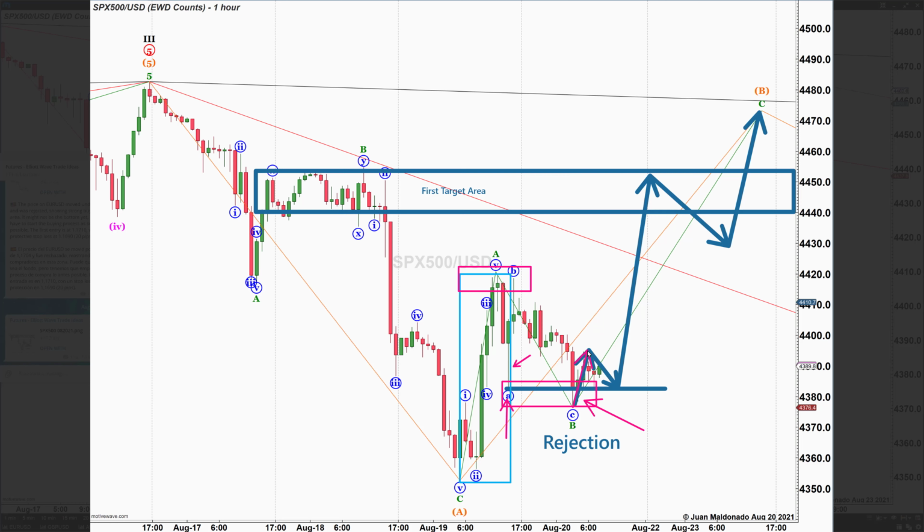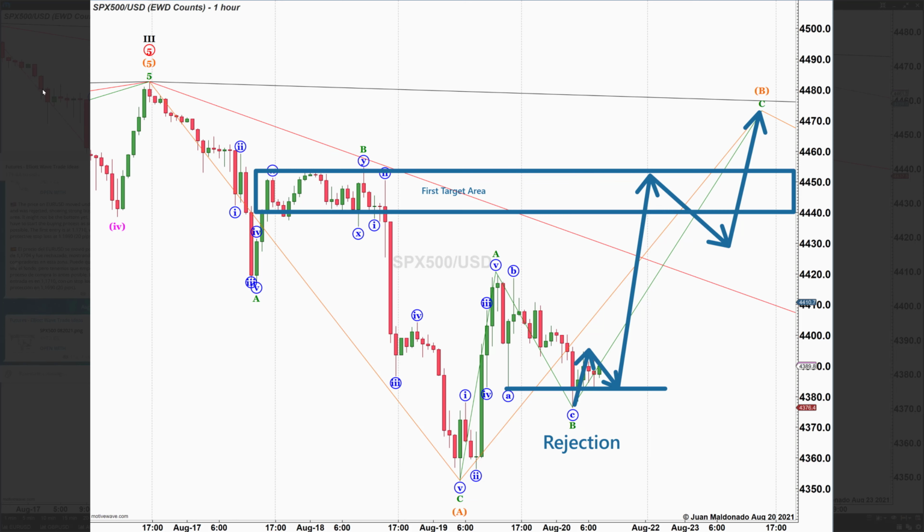So my strategy was to go long at this area right here, and leave the stop loss here or here, and the first target here, because that here is where they went short the last time.